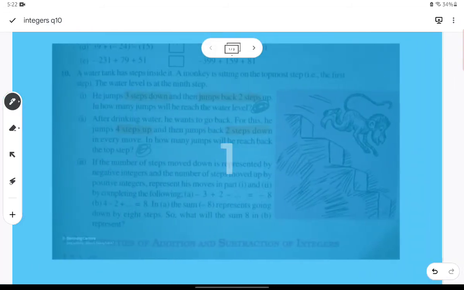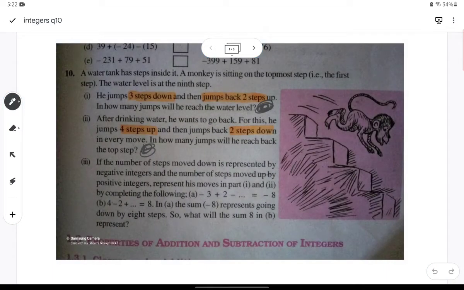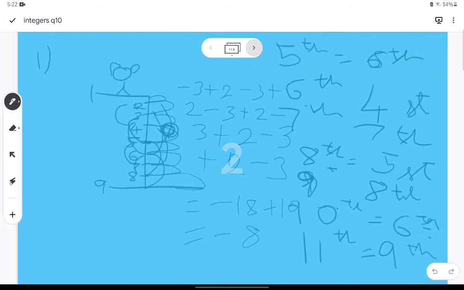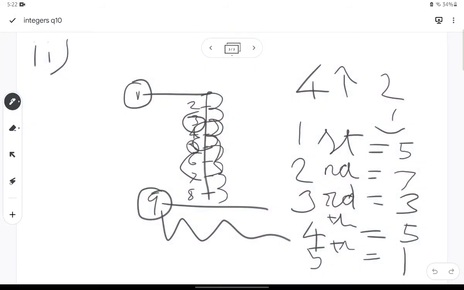Now we should do the same in the second step. So the second step, 4 minus 2 plus, and so on. The answer we got before was minus 8, and the next one we are getting 8 because the monkey moves up. First he went down to drink water and now he is going up. So 4 minus 2 plus 4 minus 2 plus 4. We need to do this about 5 times. If you do this, you will get the answer.